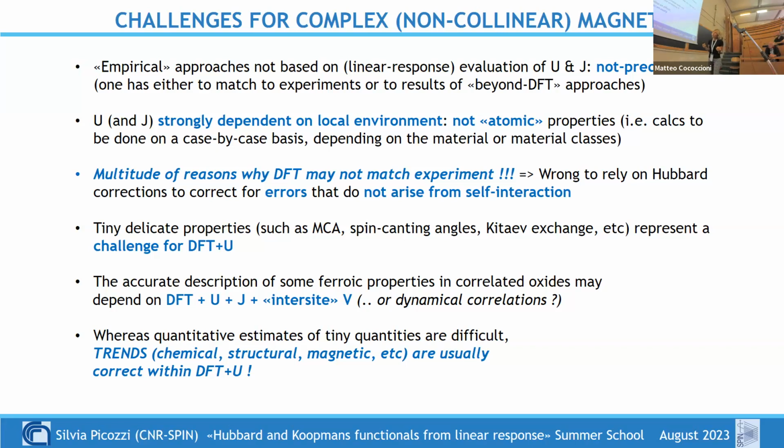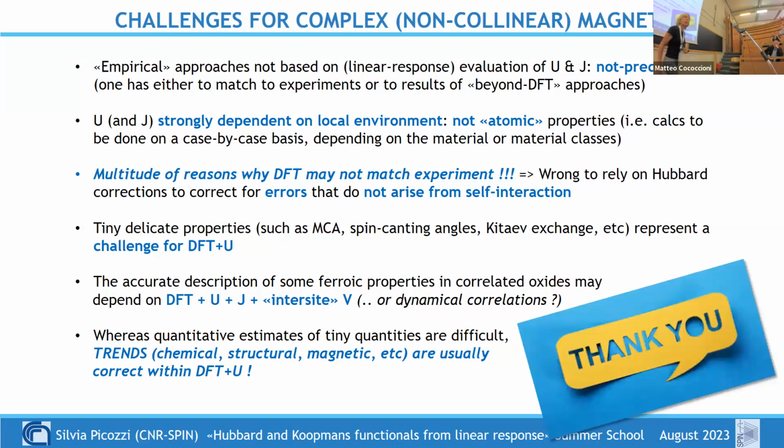So sometimes your properties depend on DFT+U plus J plus V plus dynamics. And so the description of a system where you have many degrees of freedom that are all active at the same time is never easy. However, a word of optimism is that sometimes trends are okay. So DFT, often, not always, but trends, chemical or structural or magnetic, are usually okay. And with this, I would like to thank you.